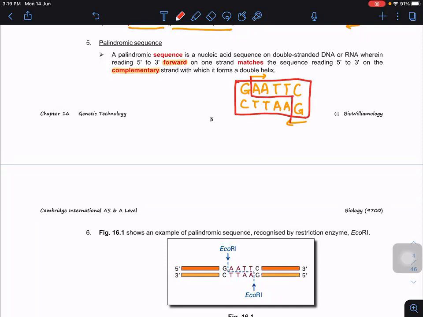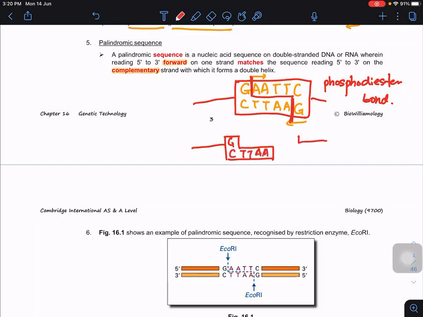So what they break, in this case, is the phosphodiester bond. Are you clear? They're going to break the phosphodiester bond between G and A, for example, making it become 2 fragments. So it means that this is a DNA, and it will become like this. Here's G, so CTTAA. It becomes 2 fragments now. So here you have AATTCG and so on. So it cuts the DNA into fragments.